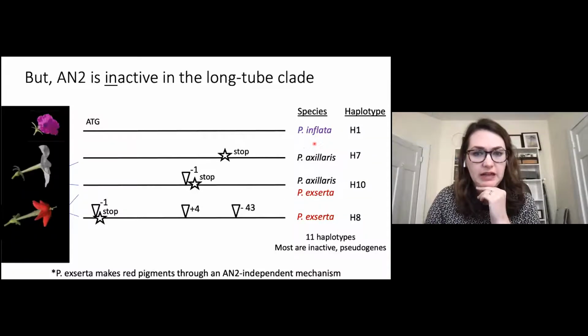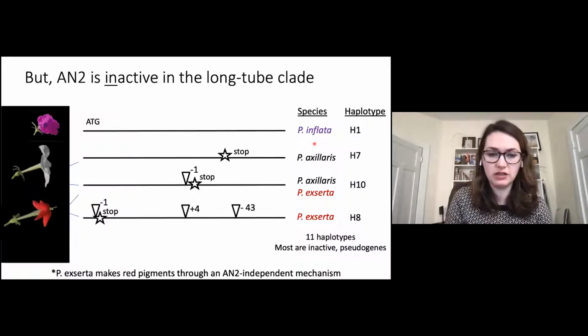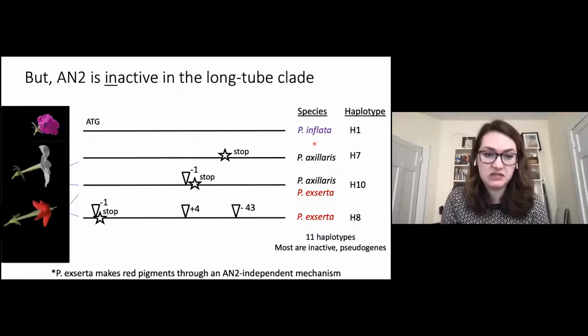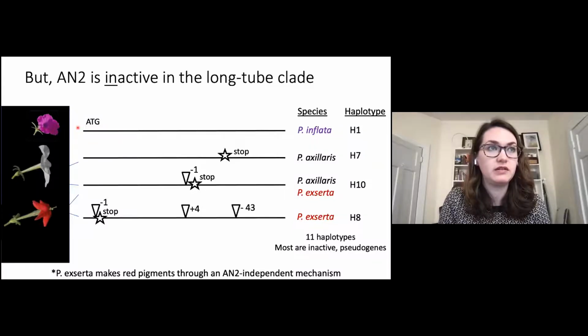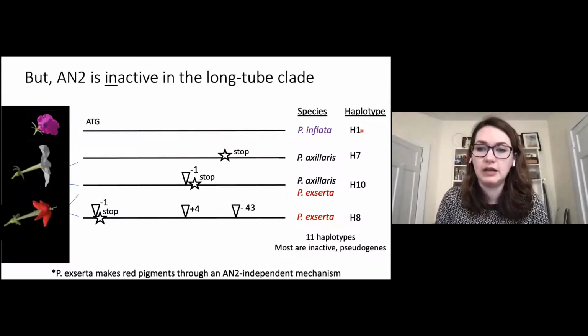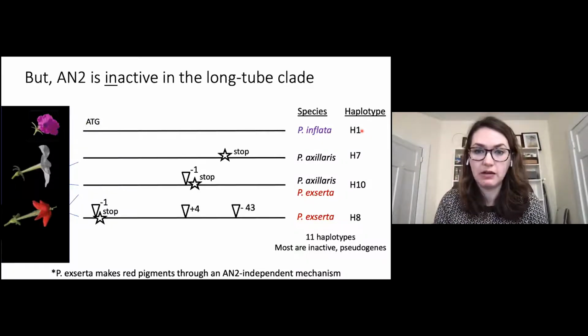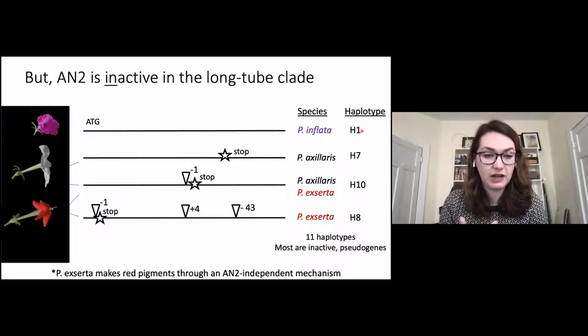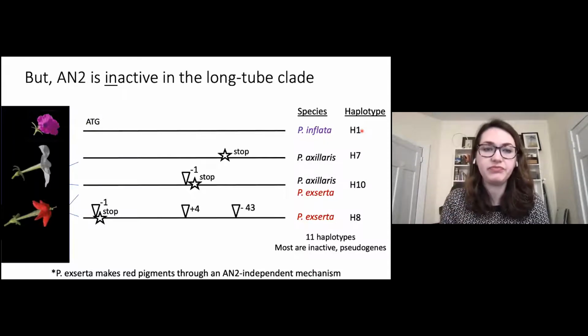The other interesting thing is that AN2 is inactive in the long tube clade. So we predicted that AN2 would be responsible for anthocyanin activation in the long tube clade, as it is functional in Petunia hybrida and in the short tube clade, as you can see here in Petunia inflata. So here is a depiction of the gene. We have ATG and it just codes beautifully. However, when we sequenced AN2 across the whole long tube clade, we saw that this clade harbors several different haplotypes of inactive AN2, with different early stop codons.